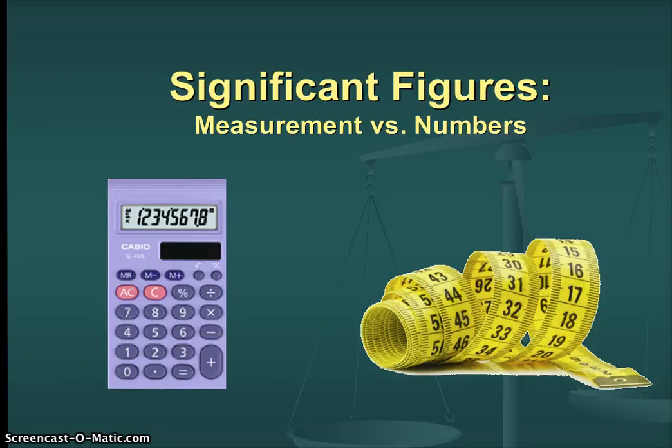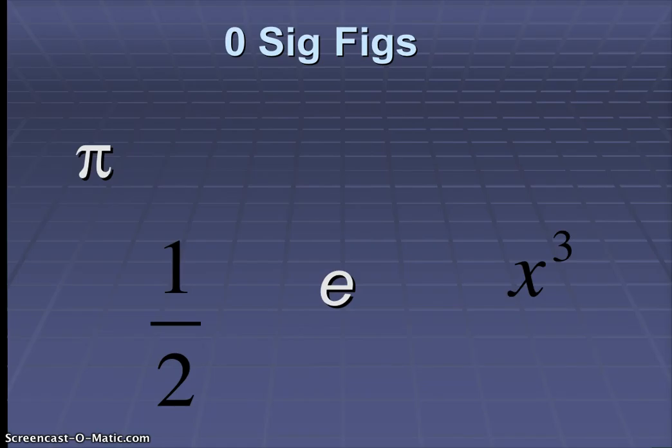Significant figures are the difference between numbers in math and numbers in science. Numbers in math are assumed to be, well, just numbers. Numbers in science can also be numbers, but they can also be measurements. And measurements are fundamentally different from numbers in that they can be exact or they can be just estimates.